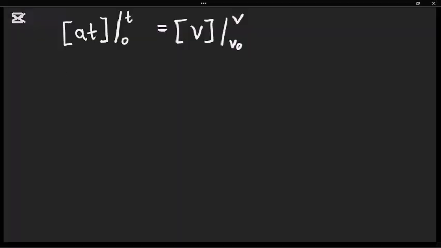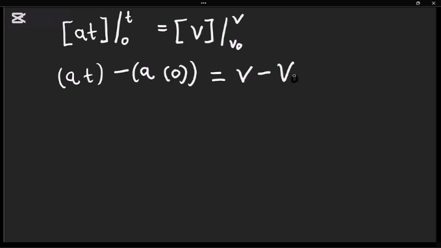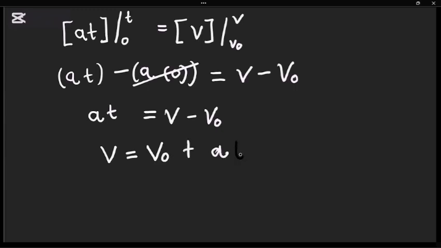So from here, if we substitute t, it will be a multiplied by t minus, if we substitute 0, it will be a into 0, which is equal to, if we substitute v on the other side, it will be v minus v naught. Then on this side, it will just give us at, because a into 0 is just 0, which will be equal to v minus v naught. So if we arrange this, v will be equal to v naught plus at, which is actually our first equation of motion. So this is how you derive it.